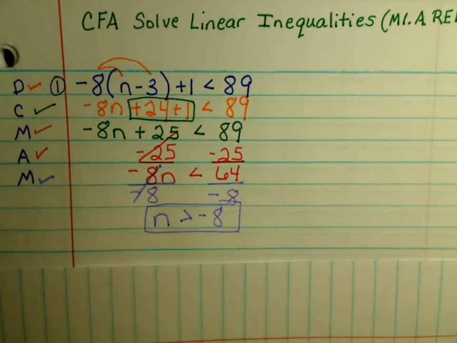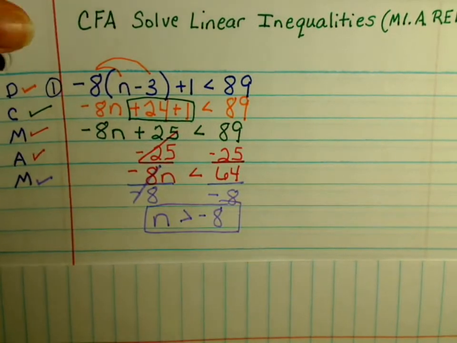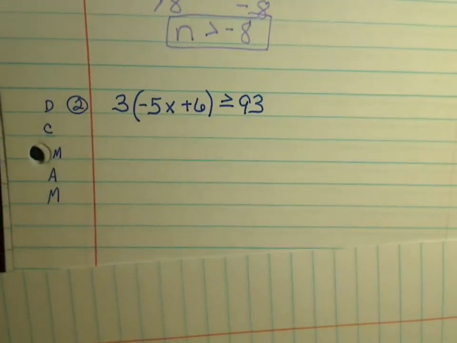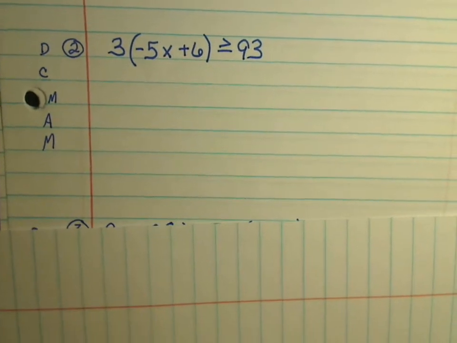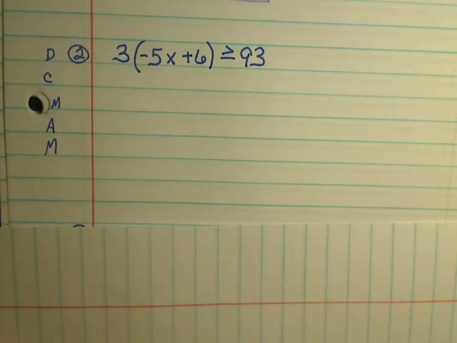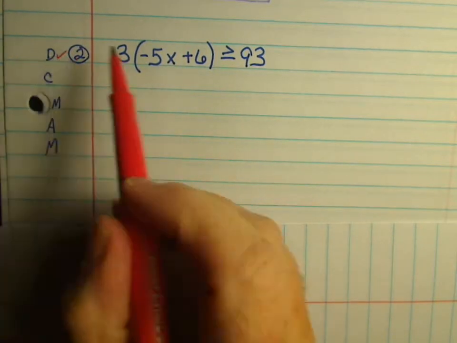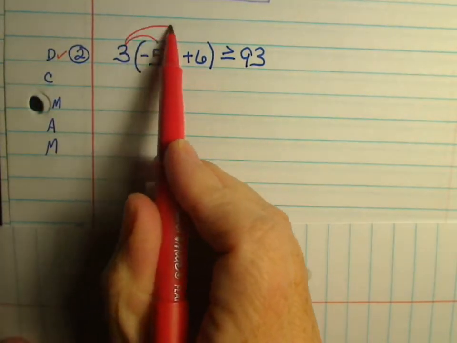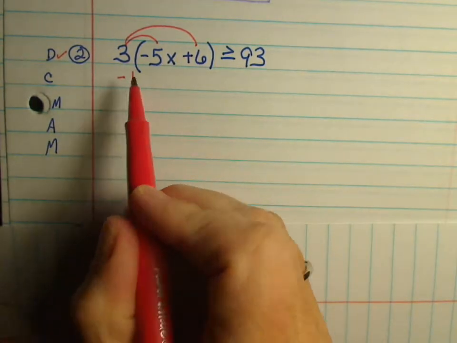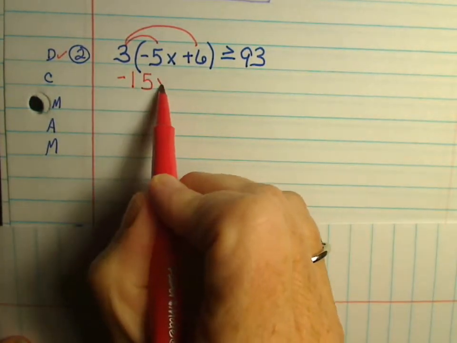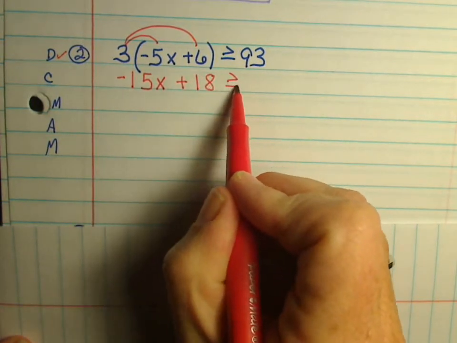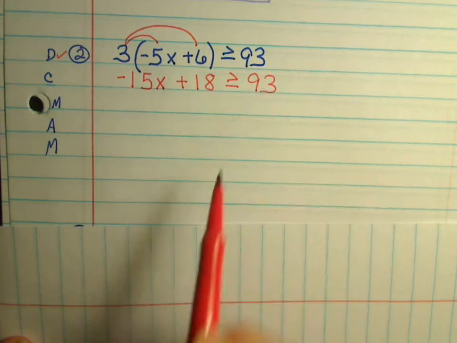Okay, let's go to problem 2. Problem 2, we are going to follow the same steps as we did for problem 1. So here we go. We're going to start off with the distributive. Okay, so for the distributive, I'm going to multiply what's in front times everything on the inside. That gives me a negative 15x plus 18 is greater than or equal to 93.